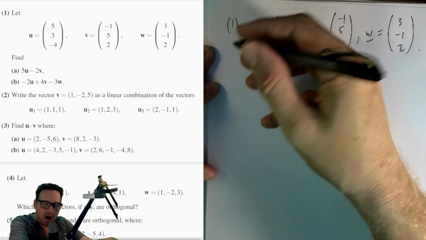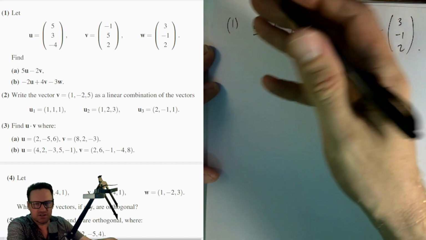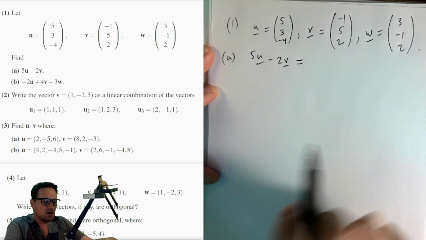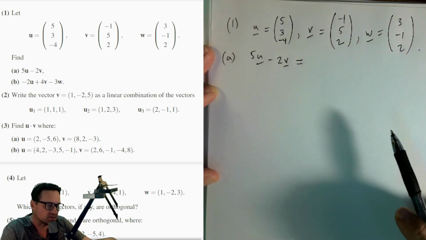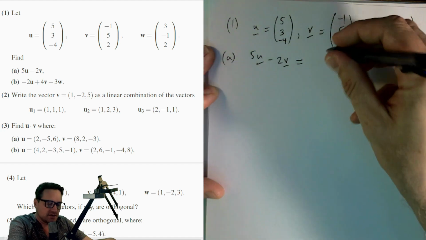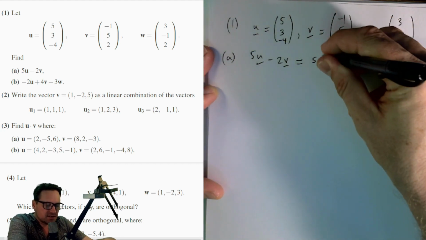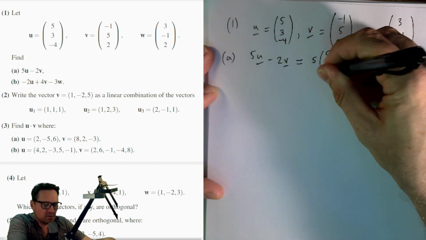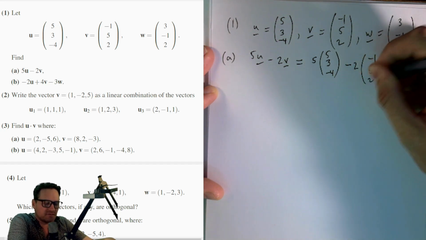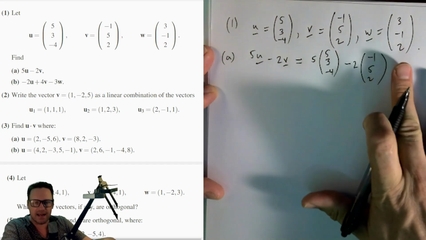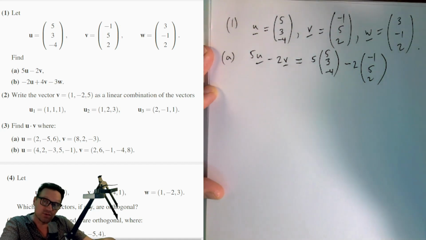Okay, so find 5u minus 2v in part A. So this is a linear combination of u and v. We have a sum of scalar multiples of u and v. And so let's set this up. This is 5 times the vector (5, 3, -4), minus 2 times the vector (-1, 5, 2). We multiply those scalars in, and then we add the result.